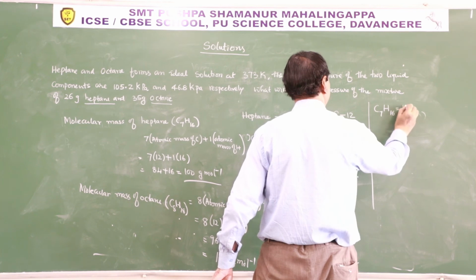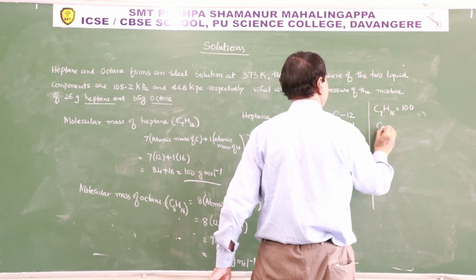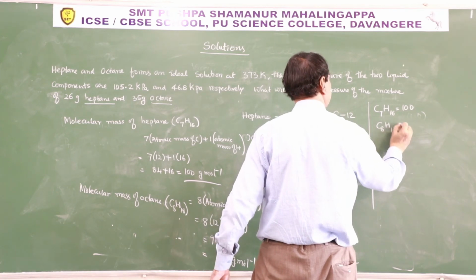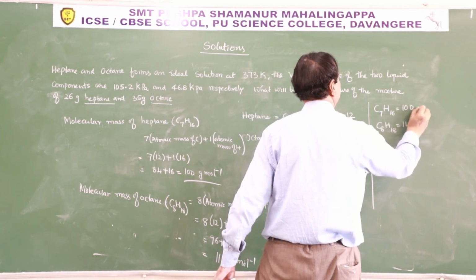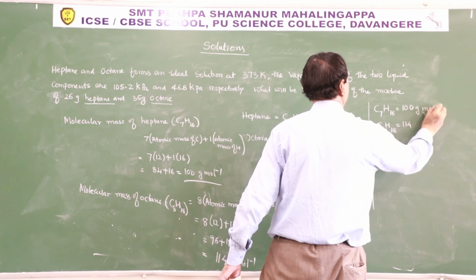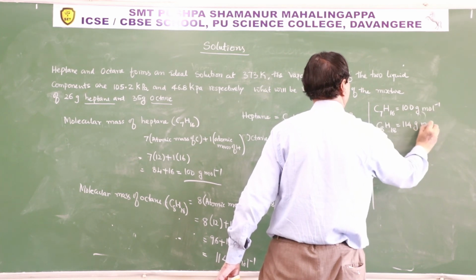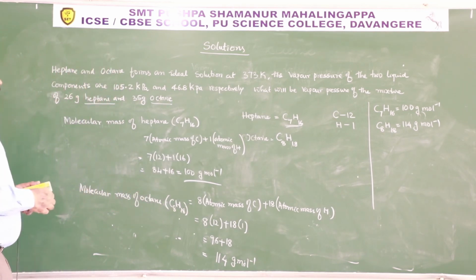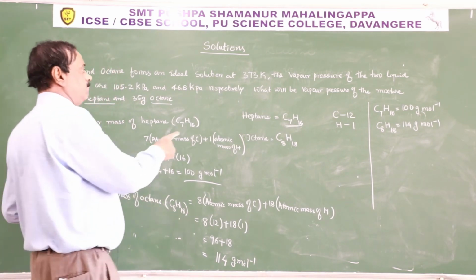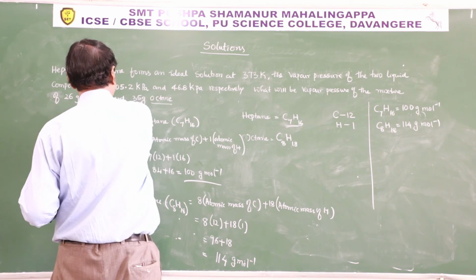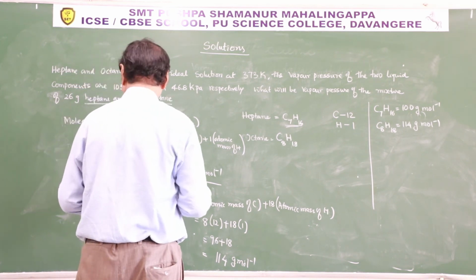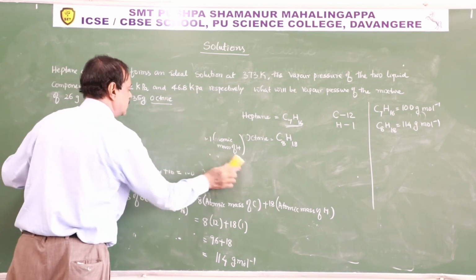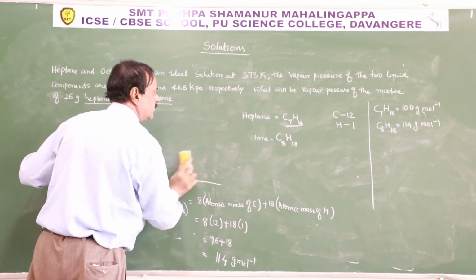C7H16, that is 100, C8H18, that is 114. This is gram per mole. Now in your problem, they mentioned 26 gram heptane and 35 gram octane. Now we have to calculate the total number of moles.